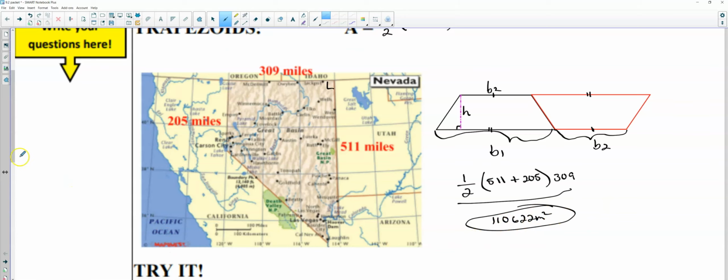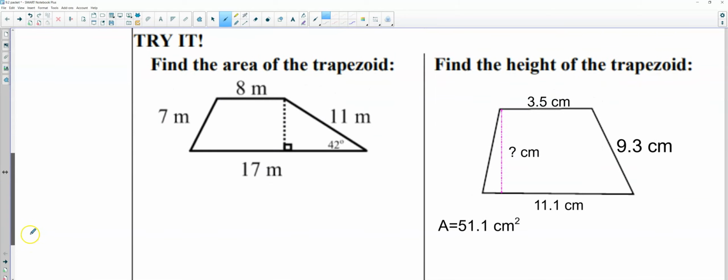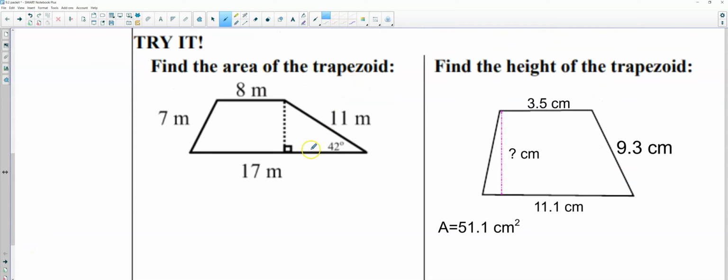Let's try it. Let's go down and try these. It says try it. Find the area of the trapezoid. Here we have 42 degrees, so we have everything, and we are looking for the area, so we need the height. The height is this one that is perpendicular to the base. The base is 17, so that's base 1. This is base 2. We need the height, so how can we find the height?